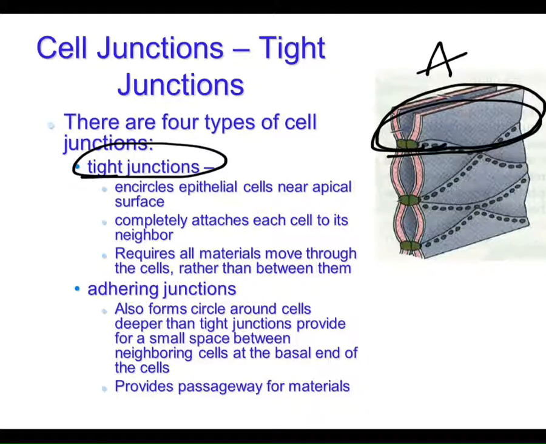Now, what these tight junctions are doing is they're holding the cells together, but they're also making sure that molecules can't go between the cells. Right? So if a molecule is going to enter into your digestive system, it must be welcomed into the cell, and it can't squiggle around the outside between the cells. Then there are the adhering junctions. They also form a circle around the cells, but they're a little bit deeper. So down in here would be the adhering junctions.